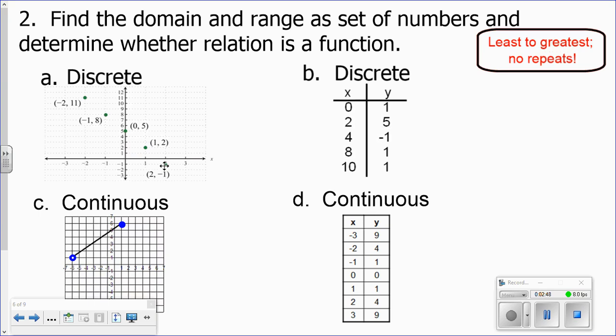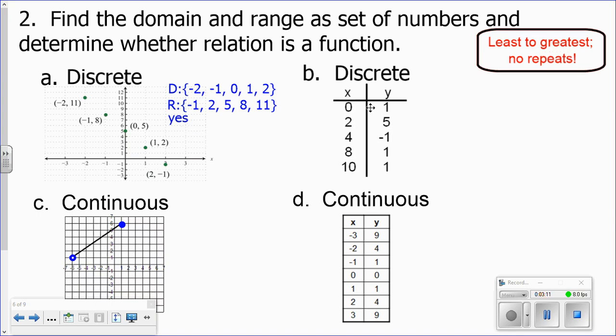So find the domain and range and decide whether it's a function. In this first one, it is discrete. It's telling us that it's discrete. So our domain is just those points listed in order from least to greatest. And our range is also all the y points, the y of the ordered pair. And so yes, it is a function.